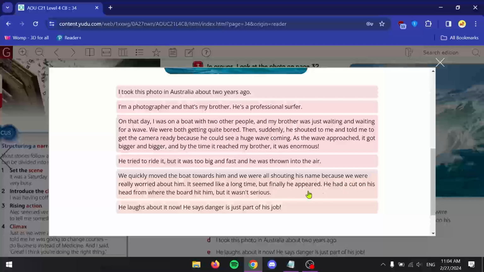He had a cut on his head from where the board hit him, but it wasn't serious. He laughs about it now. He says danger is just part of his job. So this is the conclusion. Okay? So this is the mini text in narrative structure order, like we studied.